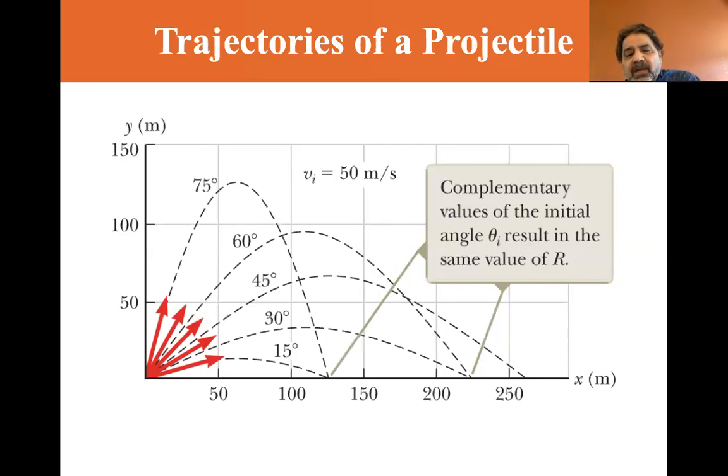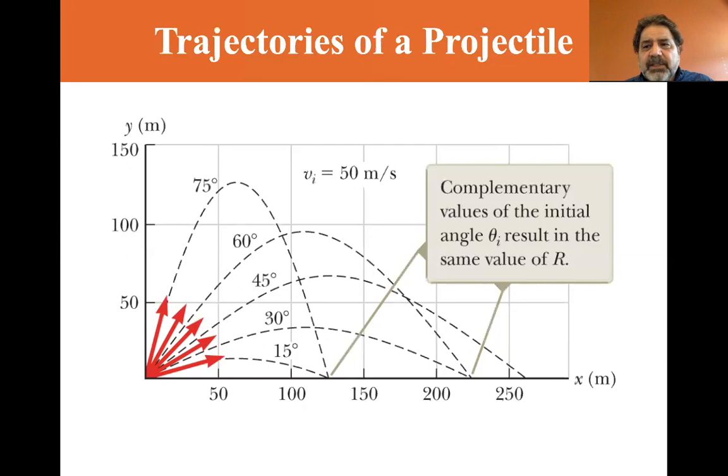Let's take 15 degrees. You've got a small vertical velocity and a large horizontal velocity. So you're going very fast, but you're spending very little time in the air. And it ends up that they're complementary angles, so you end up in the same spot. You can see 60 and 30 at the same spot, and 45 degrees is the furthest that you can travel.